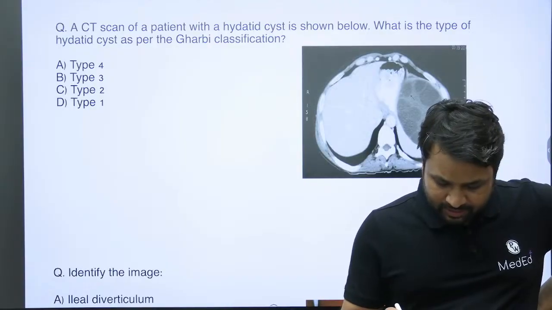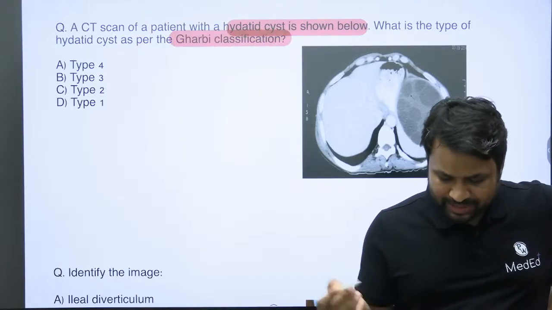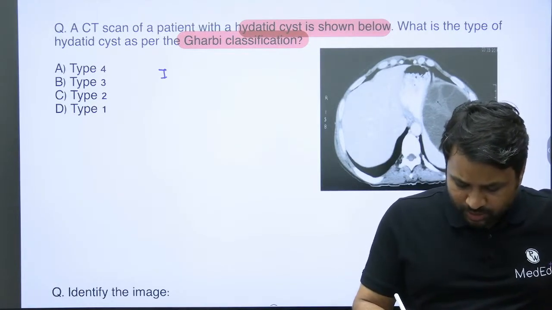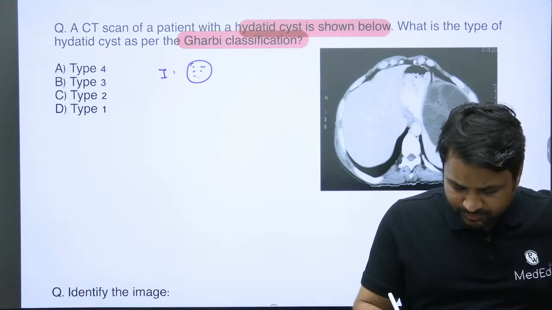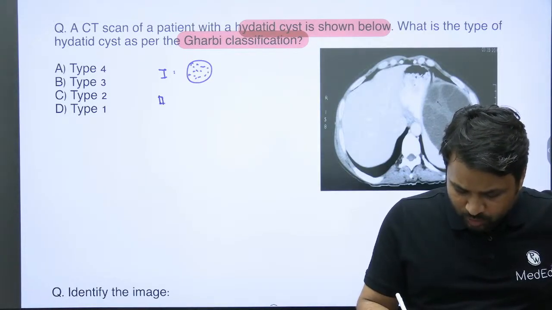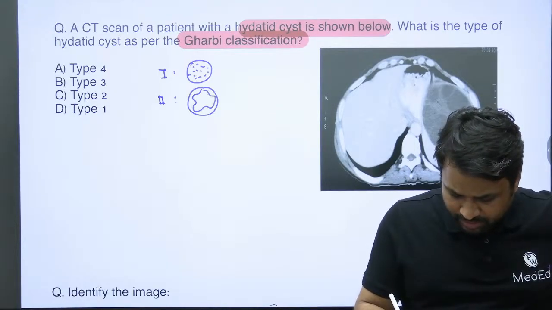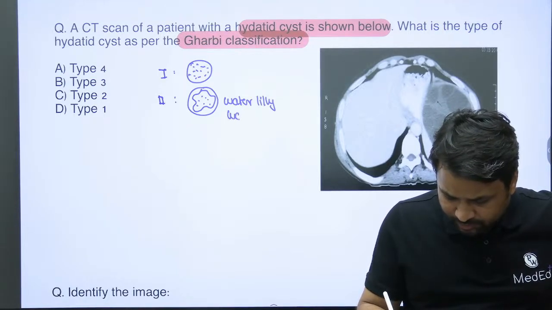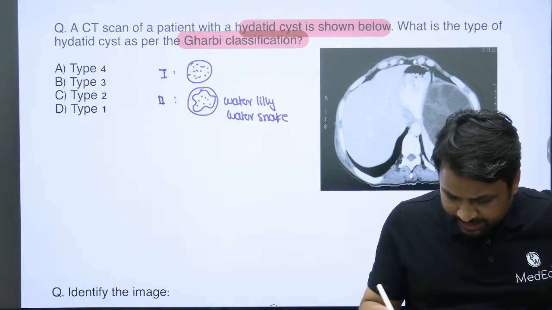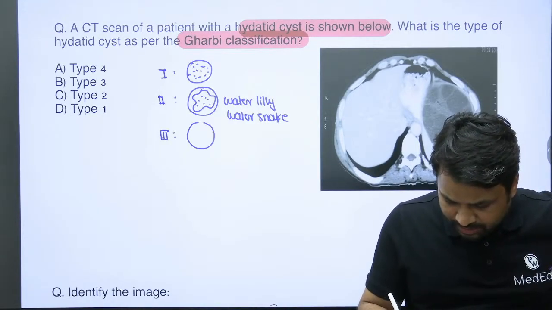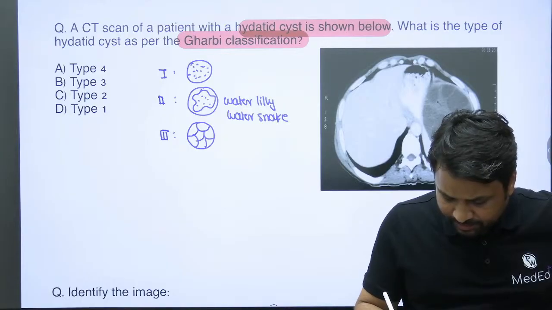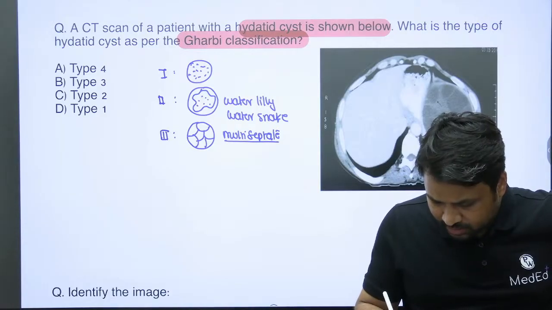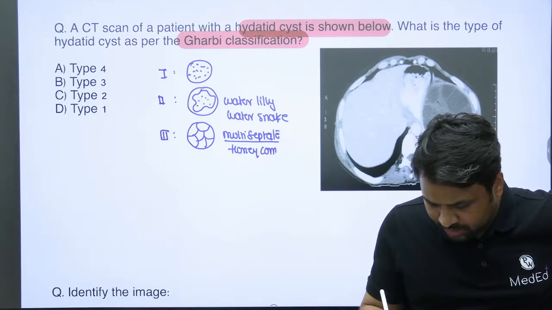We have a CT scan of the patient with hydatid cyst shown below. What type of hydatid according to Gharbi's classification? They have been asking this again and again. Gharbi's classification is important. In type 1, it is a simple cyst filled with fluid. In type 2, you have a free floating membrane with fluid within it. It is called the water lily type, or also the water snake type. In type 3, multiple septa are formed. They are multi-septate, and this is the honeycomb sign.